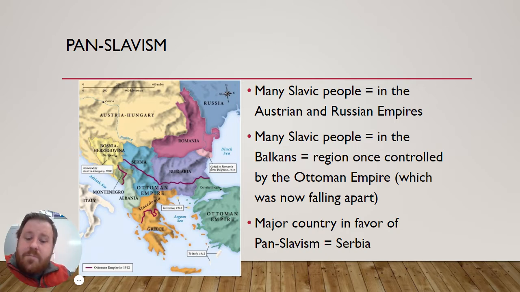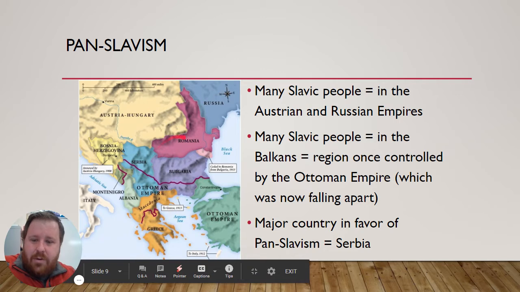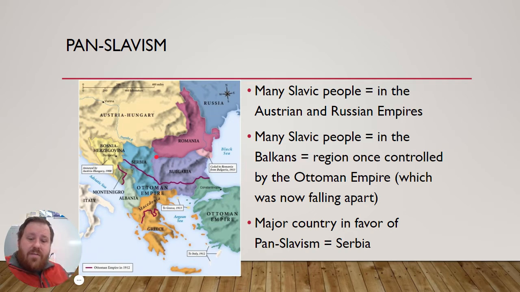So that becomes a very tense part of the world, because you've got all these different empires and all these different people groups wanting different things to happen with this area of the Balkans right here. So the major country in favor of Pan-Slavism is the country of Serbia.